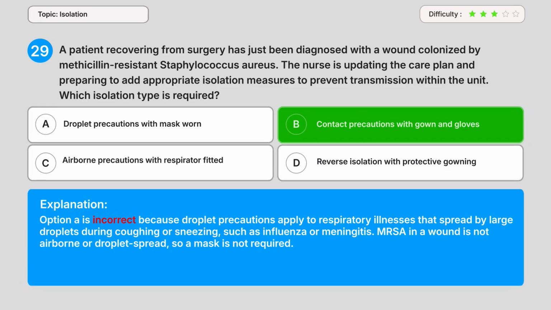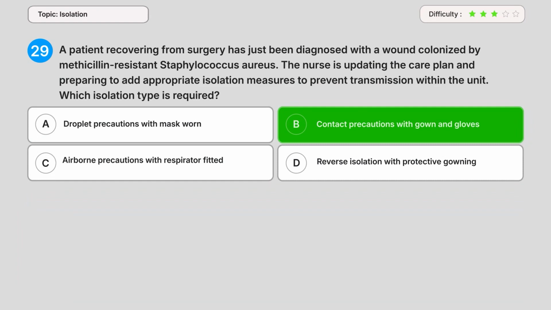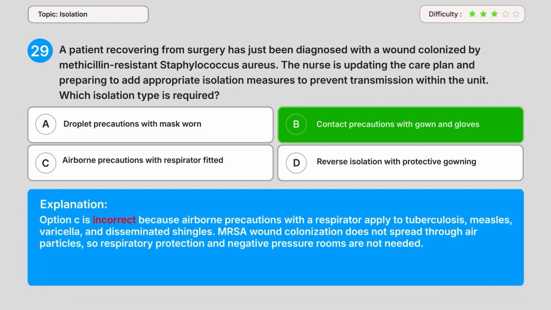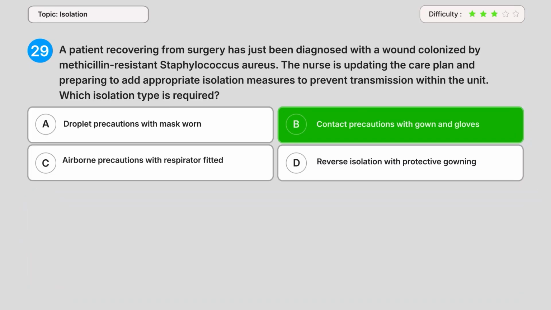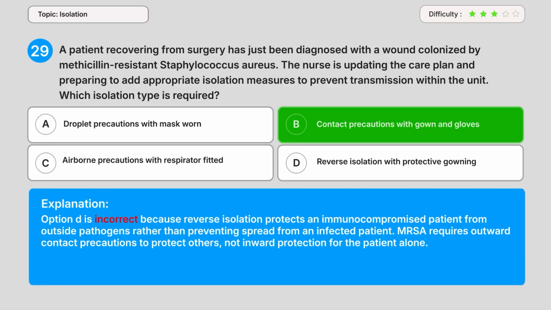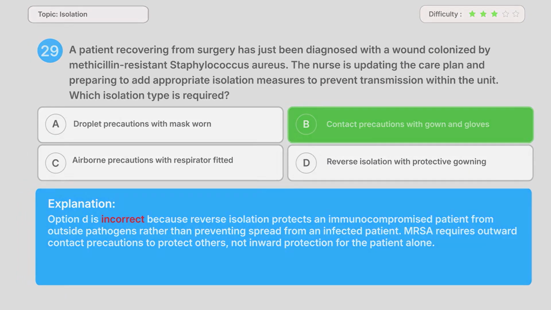MRSA in a wound is not airborne or droplet spread, so a mask is not required. Option C is incorrect because airborne precautions with a respirator apply to tuberculosis, measles, varicella, and disseminated shingles. MRSA wound colonization does not spread through air particles, so respiratory protection and negative pressure rooms are not needed. Option D is incorrect because reverse isolation protects an immunocompromised patient from outside pathogens rather than preventing spread from an infected patient. MRSA requires outward contact precautions to protect others, not inward protection for the patient alone.